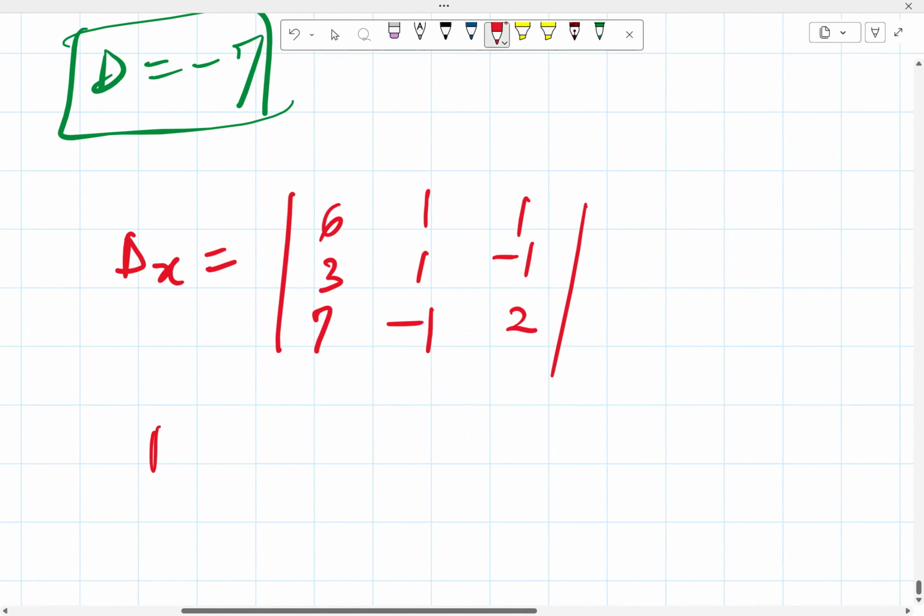So dx now is equal to, so again, we still go for plus 6 into, cover this and this, that's 2 minus 1, that's 1.